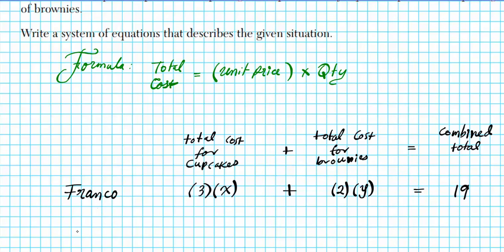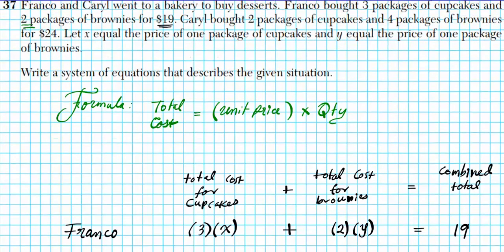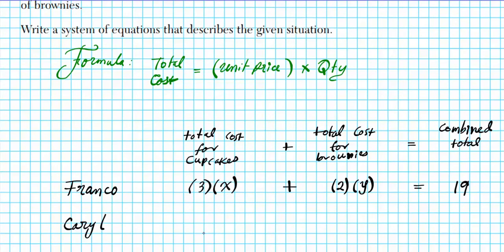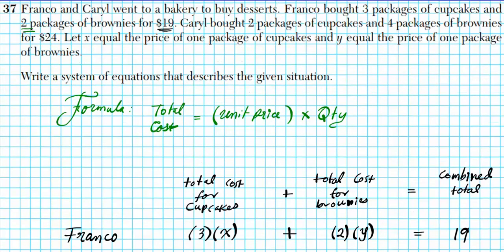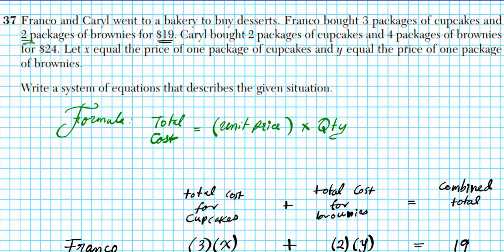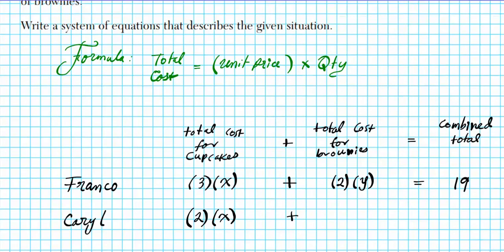All right, let's take a look at Carol's situation. The unit cost is still X and Y. Carol bought 2 packages of cupcakes, so the total number of cupcake packages times the unit price, X dollars each, gives her total spent for cupcakes. For brownies, she bought 4 packages at Y dollars each. So 4Y is the total for brownies.